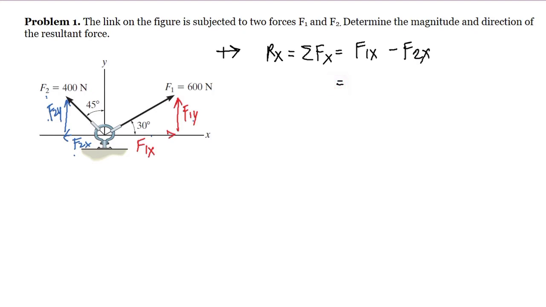Now, computing for this, as you can see here, F1x is the adjacent side of the 30 degree angle. So F1x is just F1 times the adjacent, that's cosine. The angle for F1 is 30 degrees, minus F2. So we have here F2, and as you can see, we have the angle based on the vertical direction. Since we know that this is just 90 degrees, this is also equal to 45 degrees.